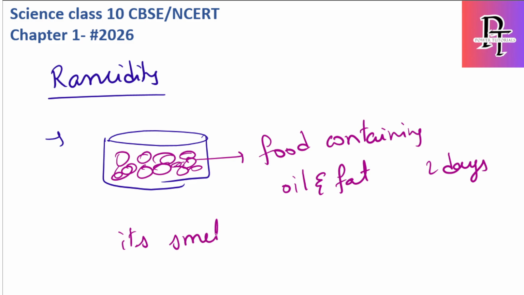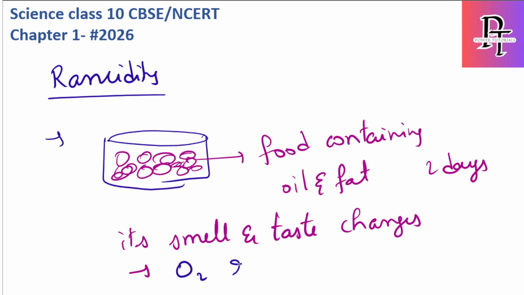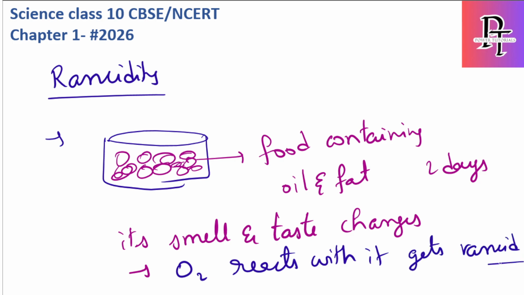Its smell and taste changes. So why is it changing? Because the oxygen which is present in the air acts on the food. Oxygen reacts with it and it gets rancid. Rancid means change of food color as well as taste or smell. Okay, so what does rancid mean?